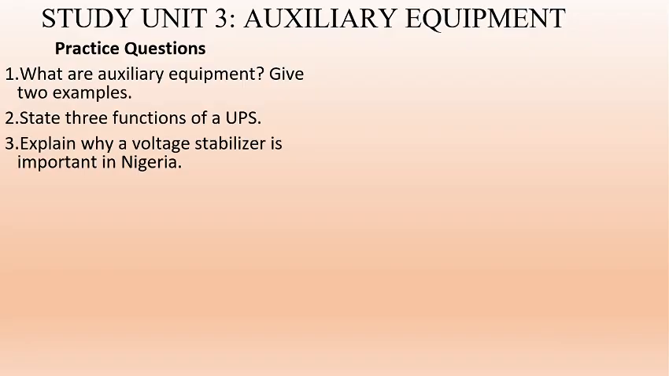Alright, so do you want to help us out with auxiliary equipment? What do you understand by auxiliary equipment? Auxiliary equipment are support devices used together with the computer. Yeah, cool. So can you help us with two examples? Examples of auxiliary equipment are: one, air conditioner, and voltage stabilizer.